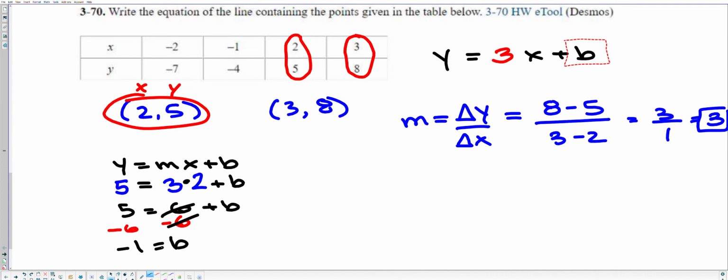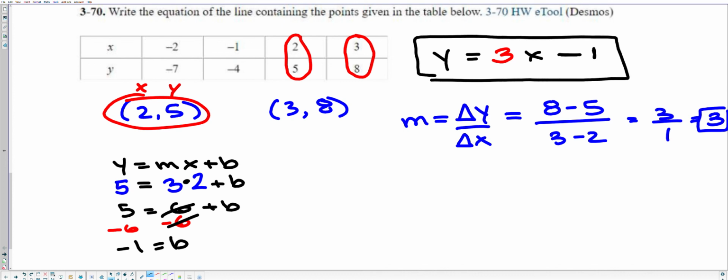Since you found your b, you go up here to your b and write down that b is actually negative 1. So instead of writing b, you write minus 1. Notice that I wrote down plus and then a minus 1. Well, a positive times a negative really comes out to be a negative. So instead of writing plus minus 1, you should just write minus 1. And that is your final answer: y equals 3x minus 1.